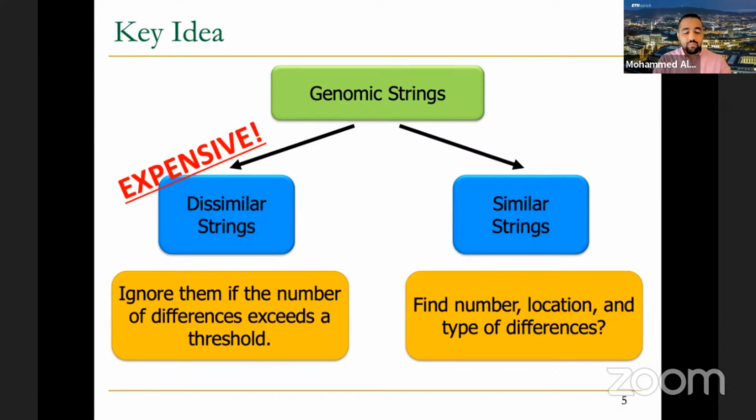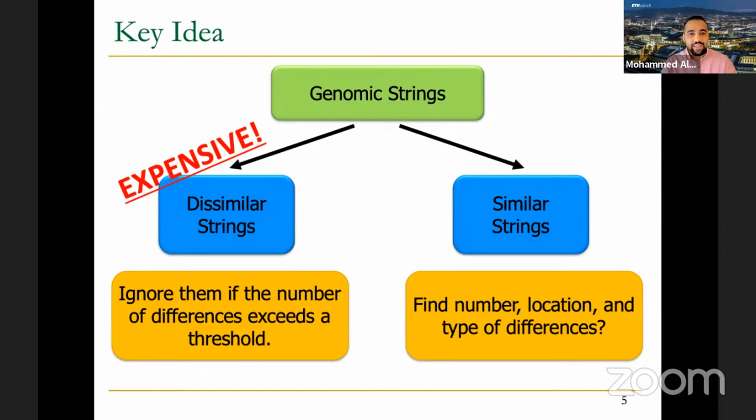If they are dissimilar strings, it doesn't make sense to use a very expensive algorithm to tell us that the number of differences exceeds a threshold, and then you trash all the computation because you have already wasted cycles calculating this. So for us, we always try to propose filters that can tell us quickly if the number of differences between two sequences exceeds a threshold or is below a threshold. Of course, below or equal to that threshold.